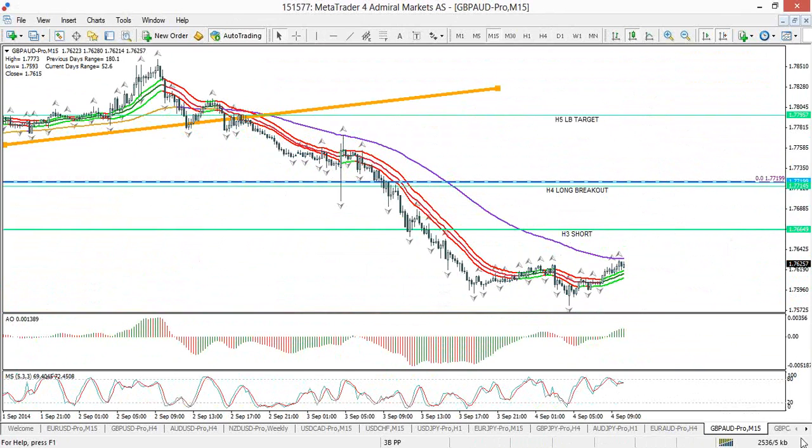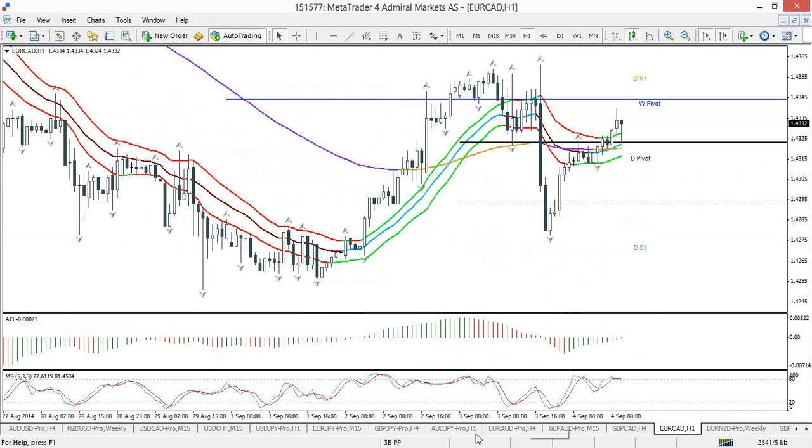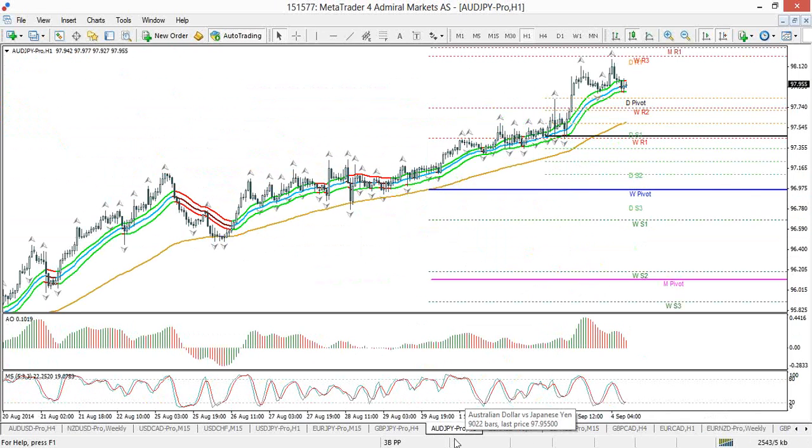Let's try to find something that doesn't have a pound or euro in it. That's not going to be easy. I got a lot of those euro pound pairs actually.